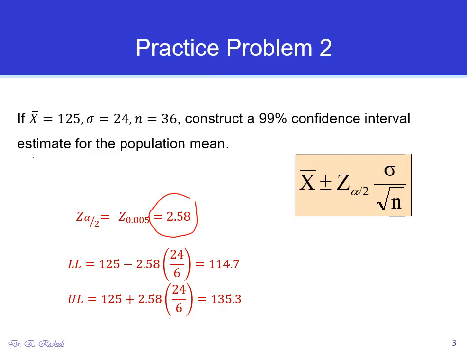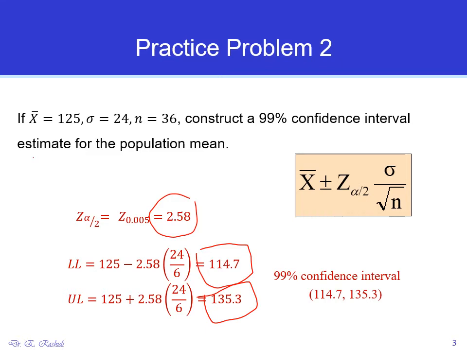And if you plug it in this formula, we're going to get the lower limit and upper limit of the confidence interval. So the lower limit is 114.7 and the upper limit is 135.3. So this is our confidence interval. We would say we don't know what really mu is, but we know that we are 99% confident that it is a value between 114.7 and 135.3.